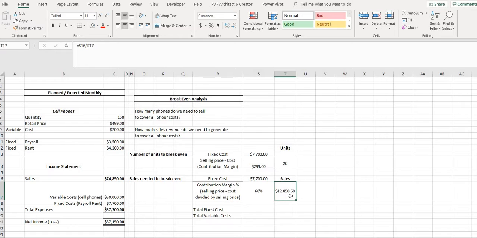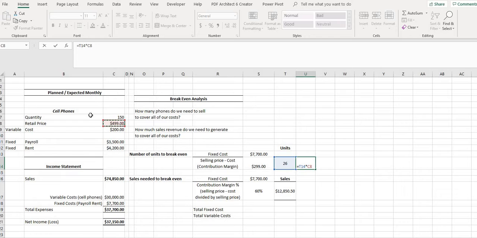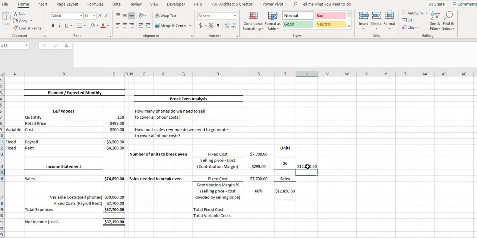Another way you can figure this out, or to actually reconcile this amount, is to simply take our break-even number of units, which is 26, and multiply that by our retail selling price. So we're saying we need to sell 26 phones at $499 to cover all our costs. And we can see here, $12,974 matches our calculation down here exactly.